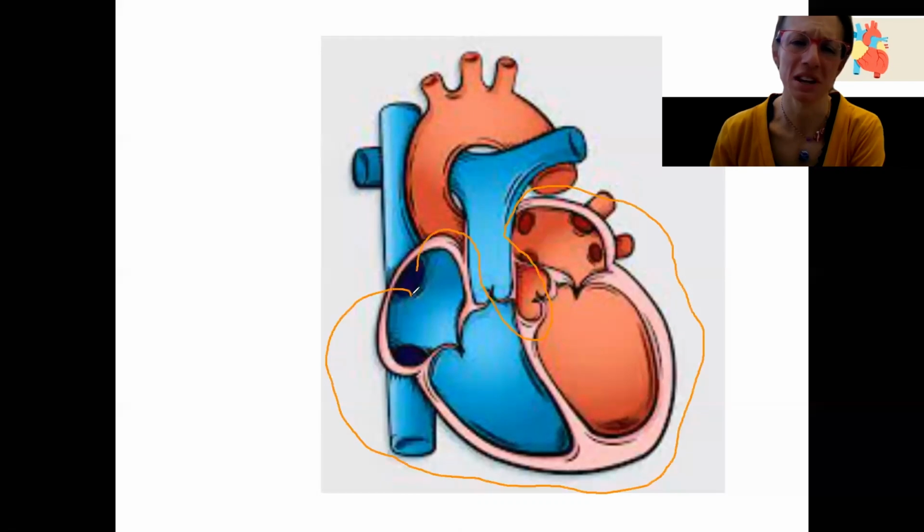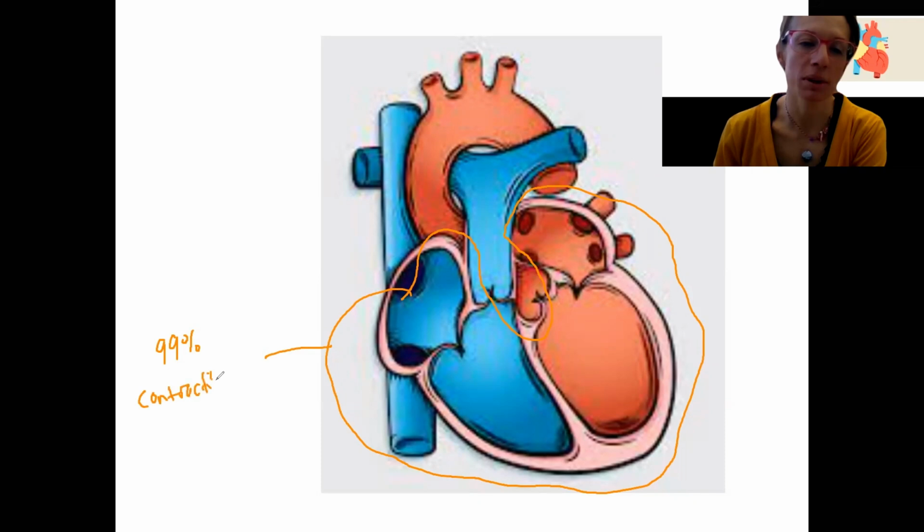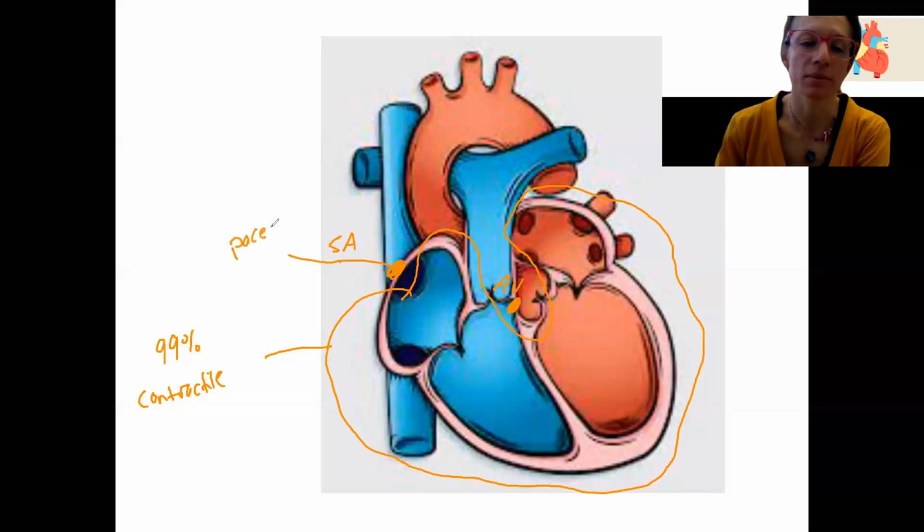There's two nodes that deviate from this. So this is 99% contractile. Its job is to excite, be excited, depolarize, and then contract after that. The two exceptions are these two nodes. There's one here and one about here. This is the AV node, atrioventricular node. This is our SA node. And this is where we're going to have pacemaker cells.